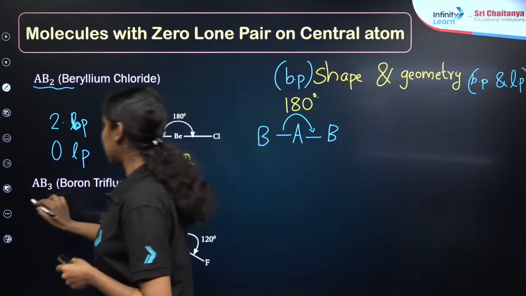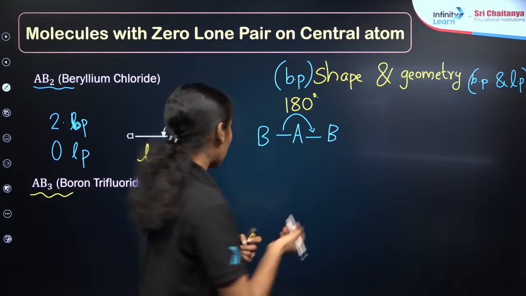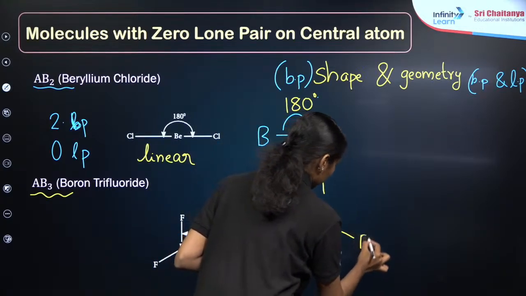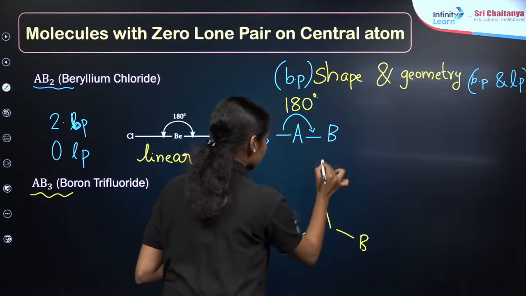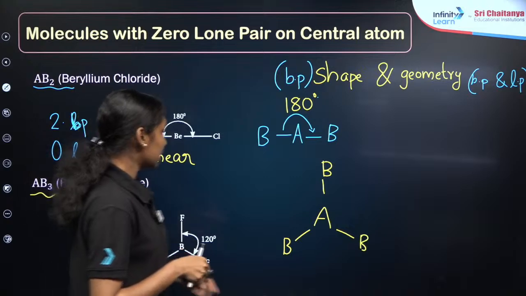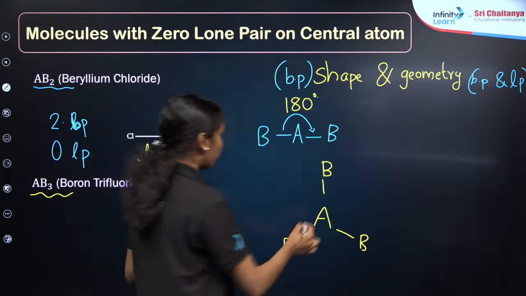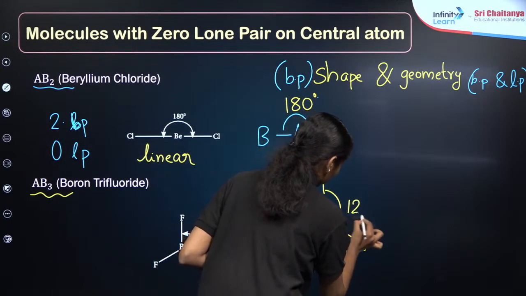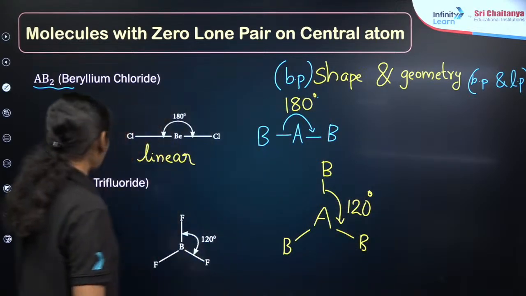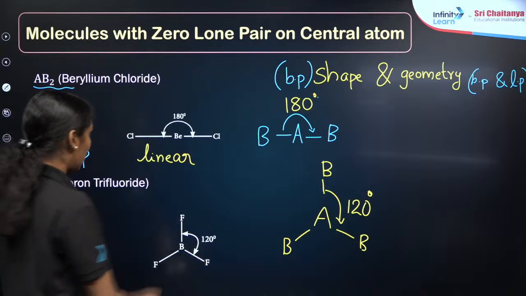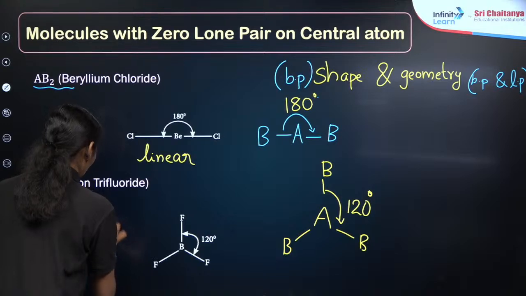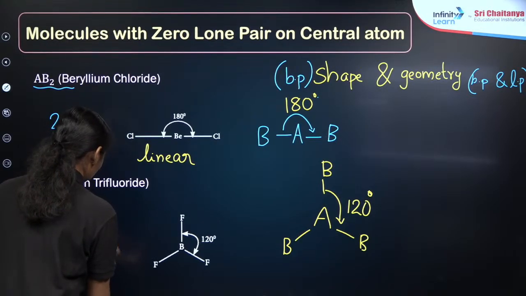Now, what about the second case? It is AB3 type, right? AB3 means this is our central metal atom. Then the other three atoms B are arranged in a trigonal planar manner, right? A triangular planar manner with a bond angle of 120 degree. So we can say that trigonal planar will be the shape of this AB3 molecule. The example is given here, it is BF3. Boron is the central atom having 3 bond pairs, right? 3 bond pairs and 0 lone pair. Clear?